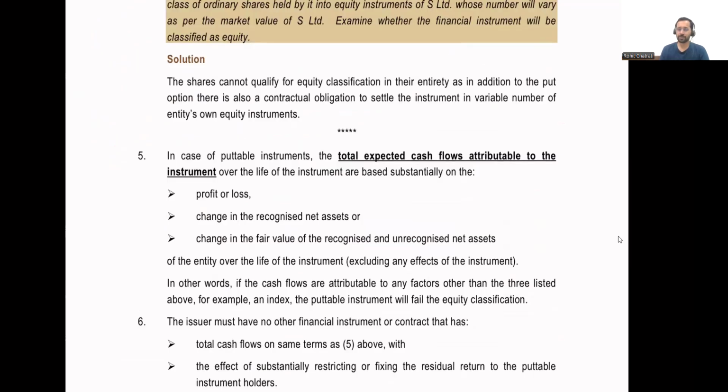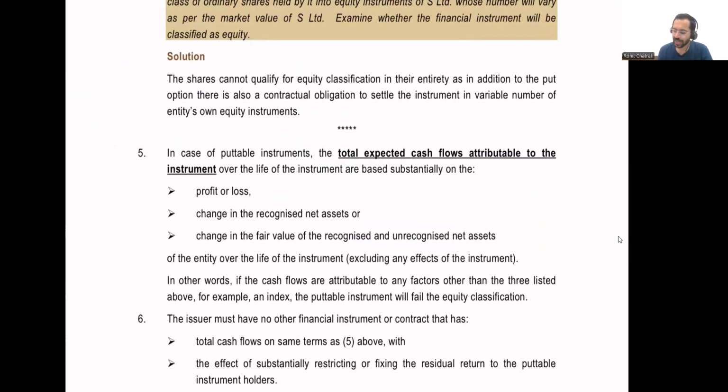Next, let's look at condition number five. What it is saying is the total cash flows that are attributed to the instrument over its life should substantially be based on profit or loss, changes in the entity's recognized net assets, or changes in the fair value of the entity's assets. Whatever cash flow the unit holders are going to receive over the life of the instrument should be primarily driven by the profit or loss of the entity or changes in the fair value of the entity's net assets. This is also trying to indicate that it should be equity in nature, where you're participating in the profits or losses of the company.